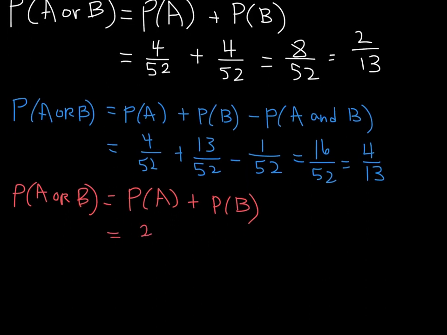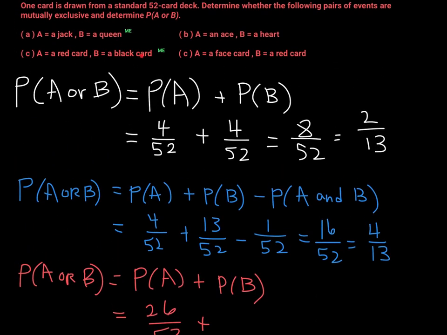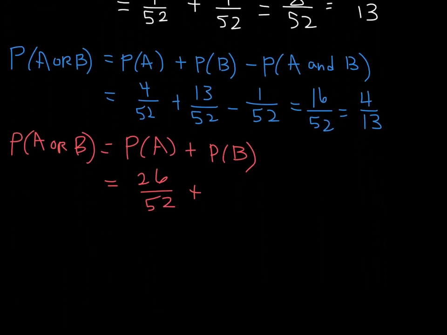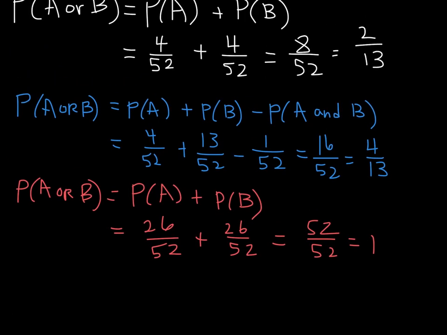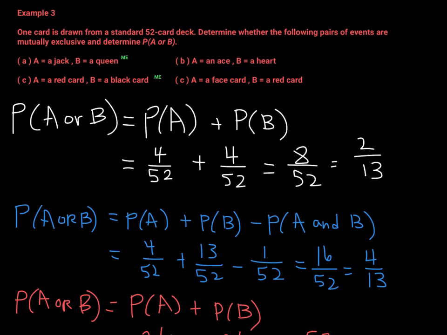So this is 26 over 52, which is half, plus... I already forgot what B represents here. Oh, a black card. Well, the other half are black, the clubs and the spades. So this is going to be 26 over 52. Now, this is equal to 52 over 52, which is just 1. So a probability of 1 means for sure this event is going to happen. Choosing a random card from this deck, you will for sure get a red card or a black card.